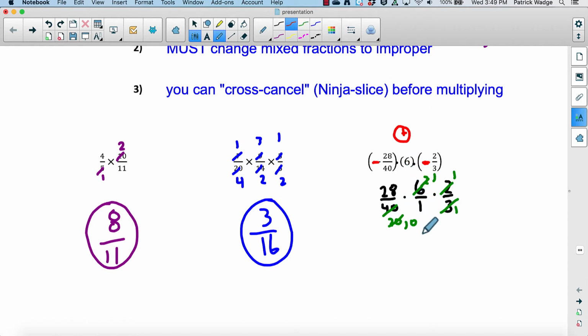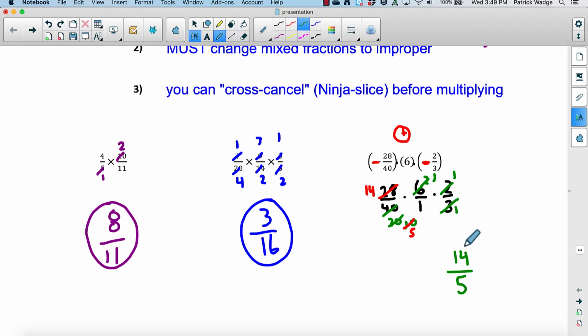Remember, as long as one number's on the top, one number's on the bottom, you can cancel. So I can still do 28 and 10, divide them both by 2. So 28 by 2 is 14, 10 by 2 is 5, and I think that's finally everything we can do. So we have 14 times 1 times 1, well that's 14, and we have, what on the bottom here, 5 times 1 times 1, which is 5.